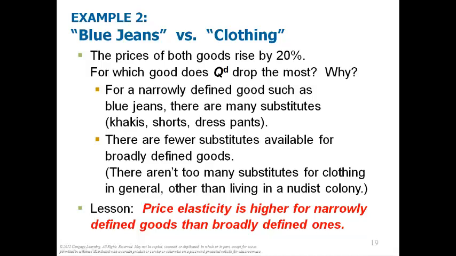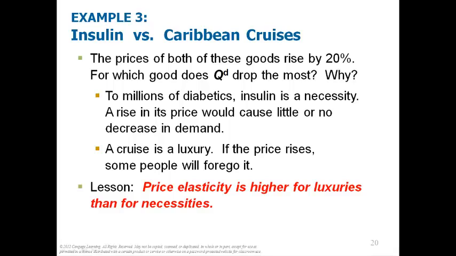If the price of things like all liquids went up, people would buy almost as much as before, because you need liquid in order to survive. All right, third example, insulin versus Caribbean cruises. Let's imagine that the price of insulin went up by 20% and the price of Caribbean cruises went up by 20%. Do you think that the quantity demanded would fall by a greater percentage for insulin or for Caribbean cruises purchased, and why? Well, again, the whole point here is it's about the availability of close substitutes.